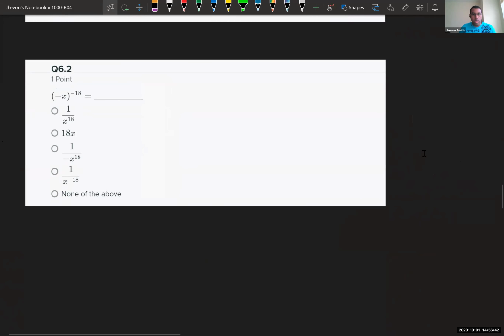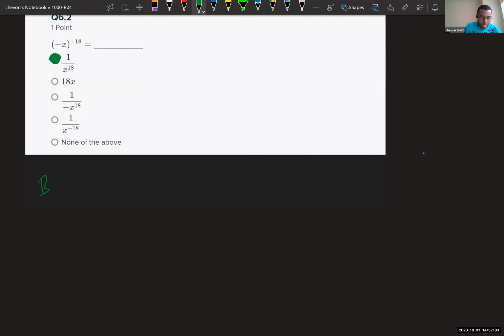Okay, which one are we equivalent to now? Minus 18 in parentheses raised to the negative 18. It will be 1 over x to the 18. Yes, that's the first one. Bonus example.